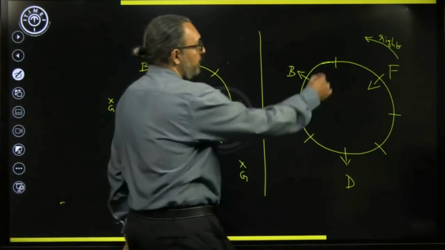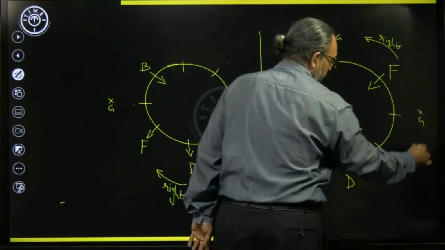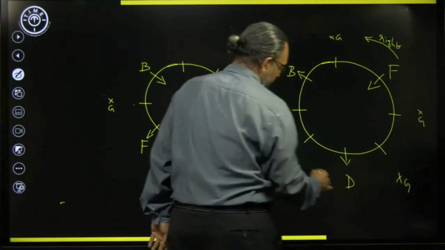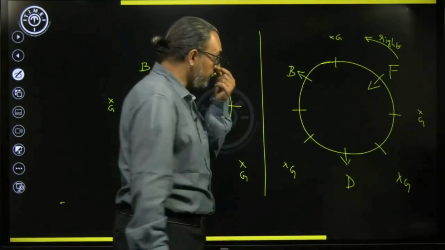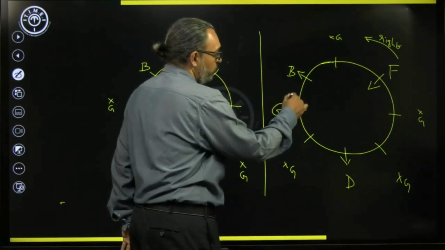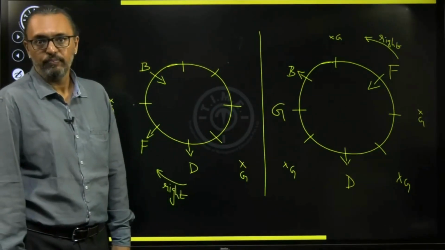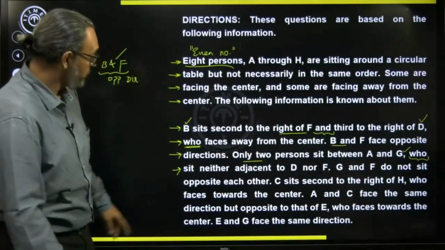Similarly, on the other side, I have removed G here, G here, G here, G here, because it is neither adjacent to D nor F. That means this is the only position where you now can have G. The remaining positions are removed for G. Correct? So what is the information?